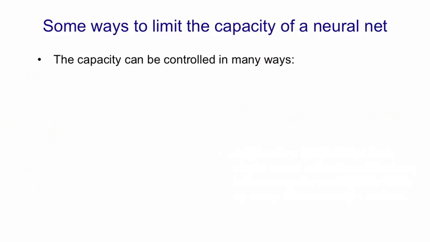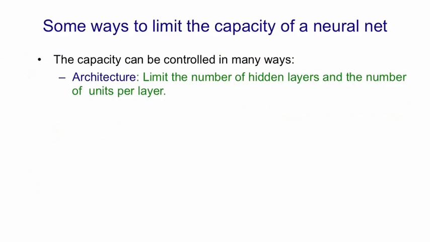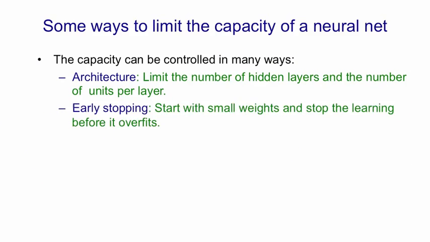So there's many ways to control the capacity of a model. The most obvious is via the architecture. You limit the number of hidden layers and the number of units per layer, and this controls the number of connections in the network, i.e. the number of parameters. A second method, which is often very convenient, is to start with small weights and then stop the learning before it has time to overfit, again on the assumption that it finds the true regularities before it finds the spurious regularities that are just to do with the particular training set we have. I'll describe that method at the end of this video.